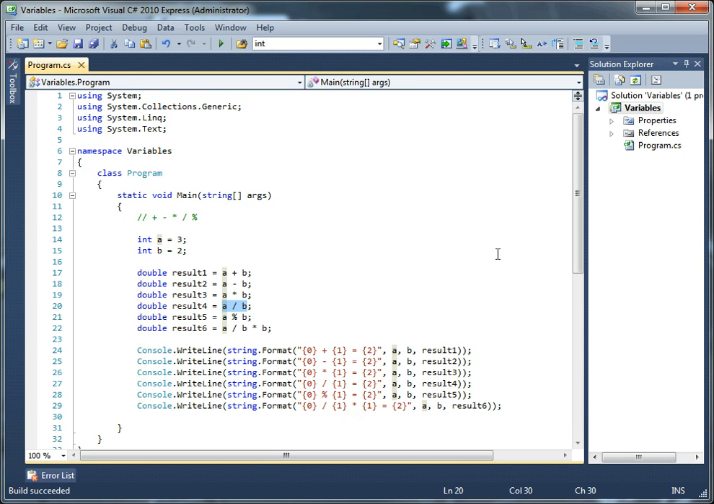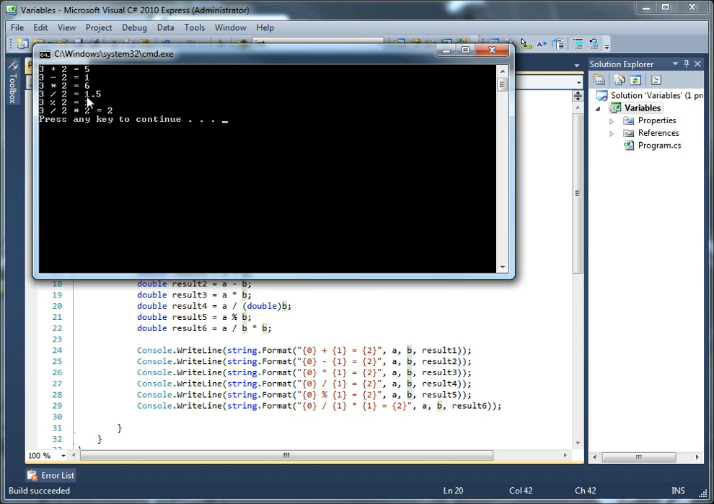Before, we just changed everything to double, and it worked out just great. We can also do what's called a cast, and I'll show you how to do that. So what I did was I put the type that I want to convert b to in front of b, and then I enclose that type name in parentheses. So I'm saying I want to turn b into a double. So let's run this and see what happens. Alright, that's a lot better.